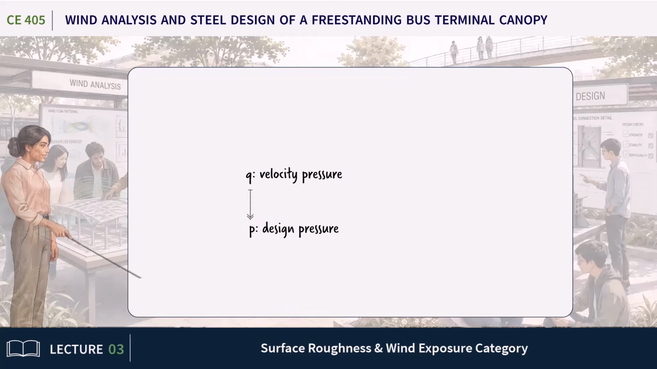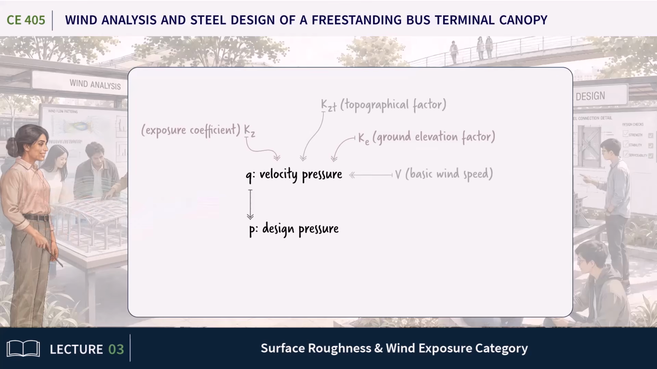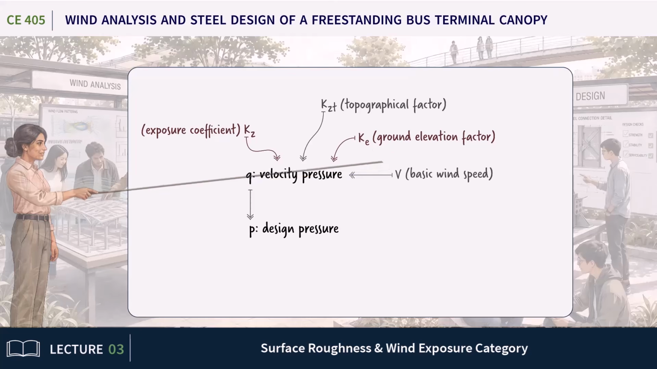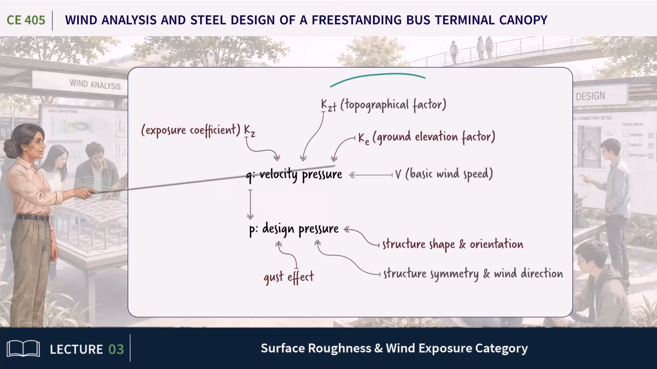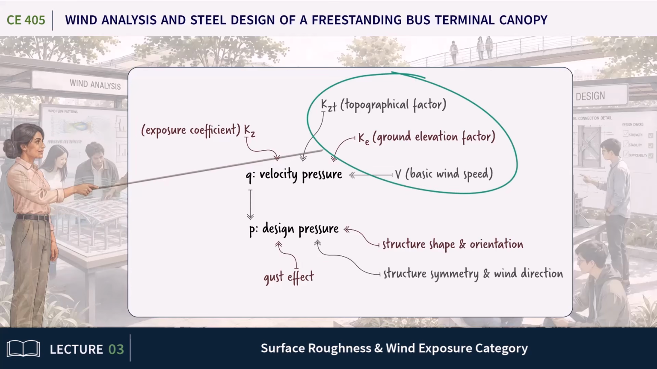We can determine the wind design pressure, P, in terms of the velocity pressure, Q. Velocity pressure, Q, is defined using four coefficients: basic wind speed, ground elevation factor, topographic factor, and exposure coefficient. In addition to Q, the wind design pressure, P, depends on three factors: the gust effect, the structure's shape and orientation, and its symmetry relative to the wind direction. We covered these factors in Lecture 2.